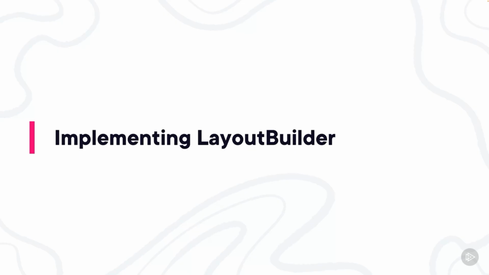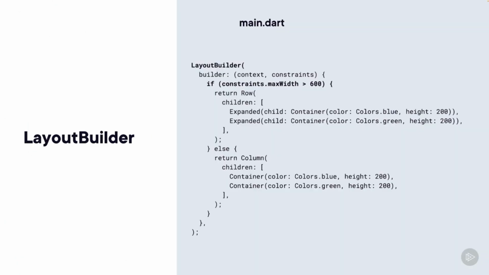Now let's talk about Layout Builder. You can use Layout Builder to adjust a layout based on the width constraints provided by its parent widget. This is useful when you need your layout to behave differently depending on how much space is available. With Layout Builder, you can also fine-tune widget behavior inside flexible containers. For example, you might want to change the number of elements displayed in a grid depending on the space available. All right, let's actually see this in action.